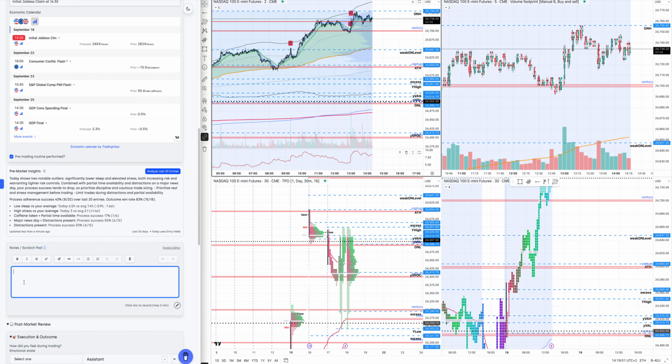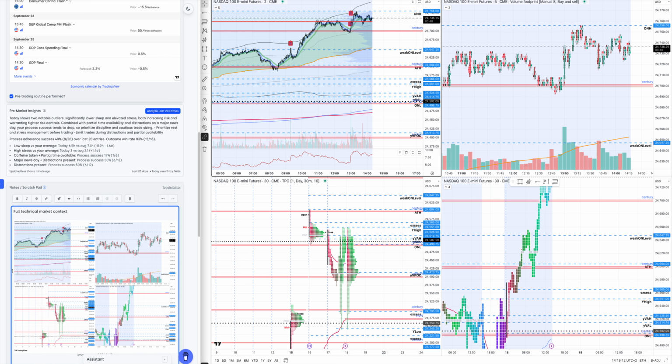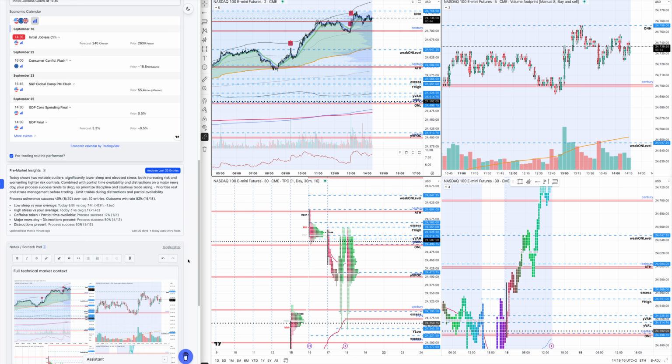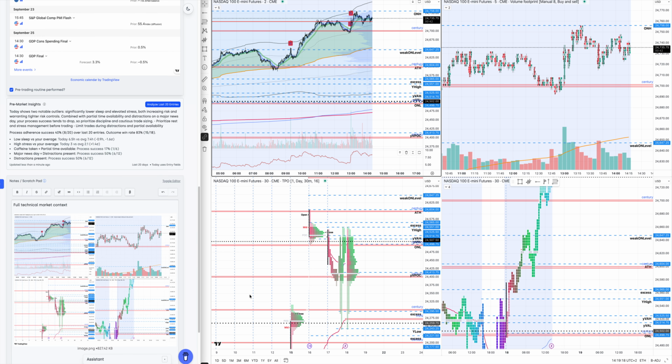Let's see. Okay. Full market, full context. Okay, and then I will leave it there and see what happens first after the news, and then hopefully I'm patient enough to wait for the open at New York. See ya.